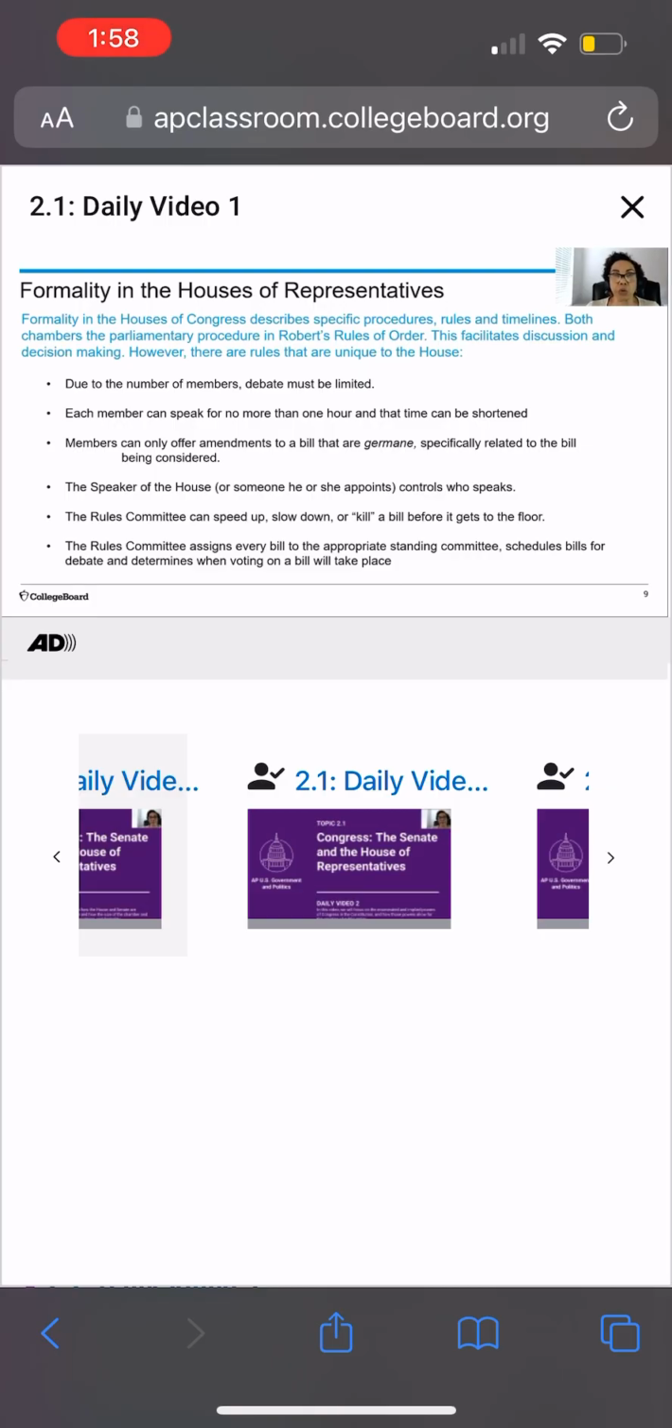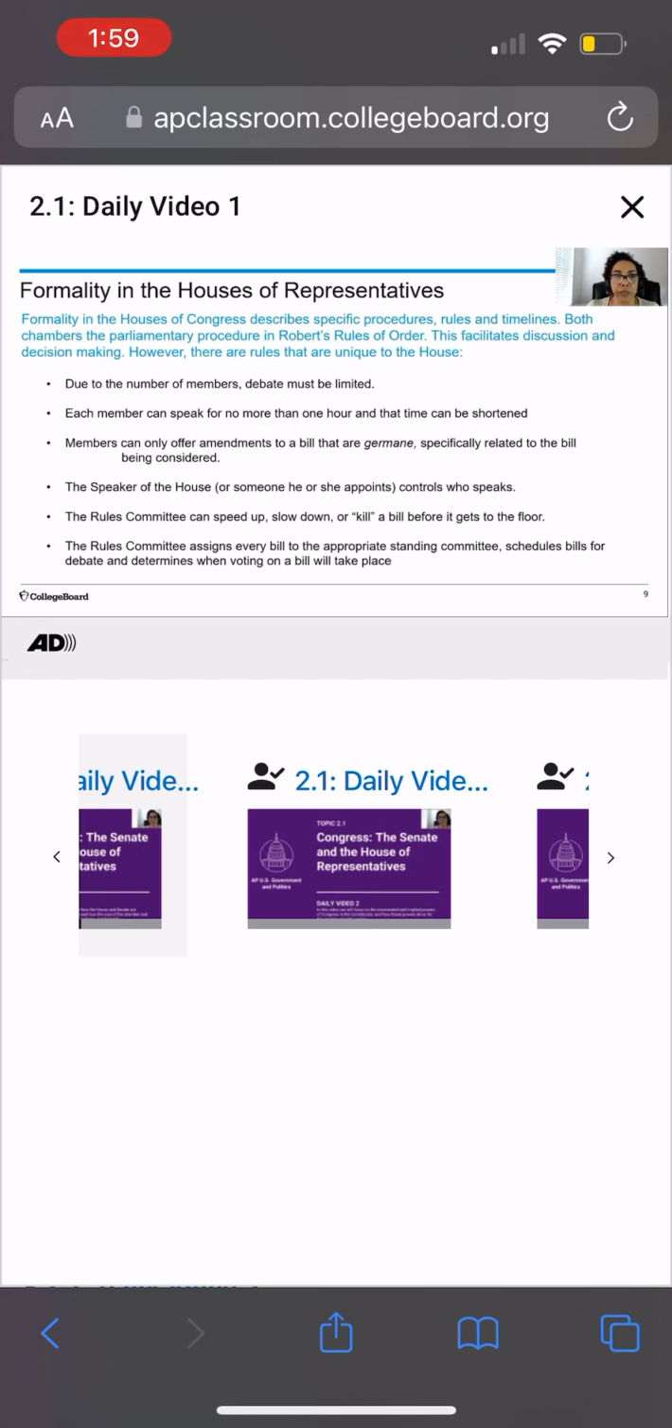The Rules Committee is going to determine how quickly or slowly a bill might move through Congress, and it might even make it to where it is stuck in committee and never gets out and then dies. The Rules Committee is the one that's going to assign every bill to the correct standing committee. It's going to schedule the bill for debate and then also for a vote.